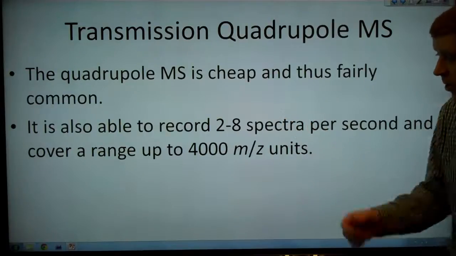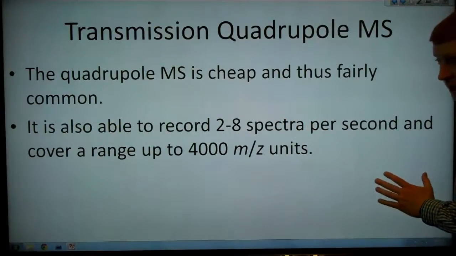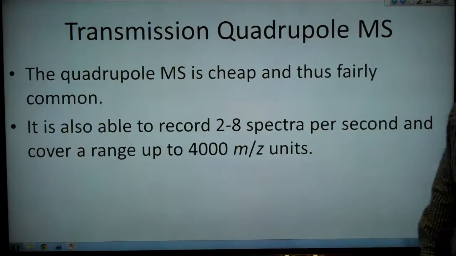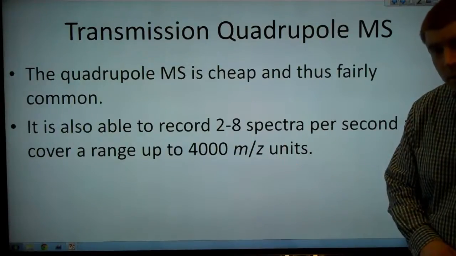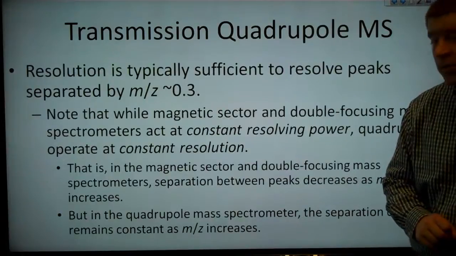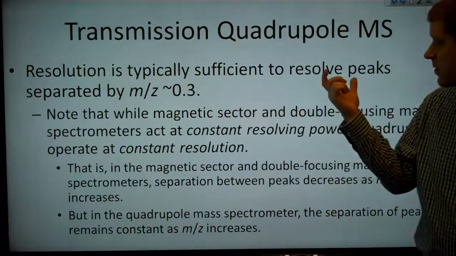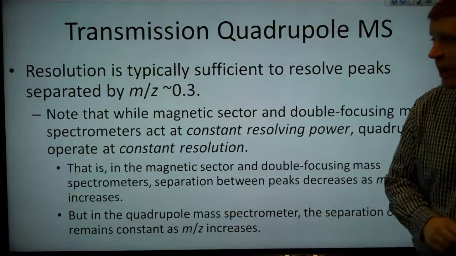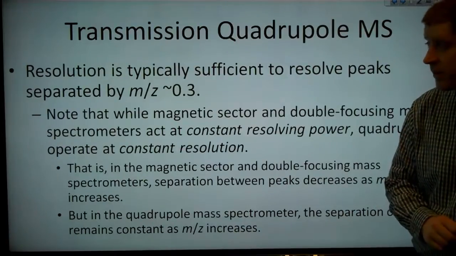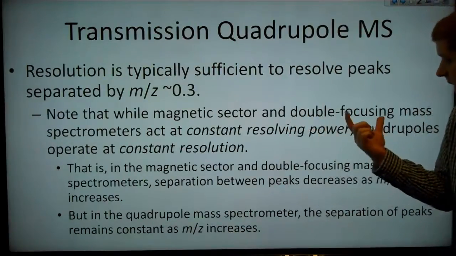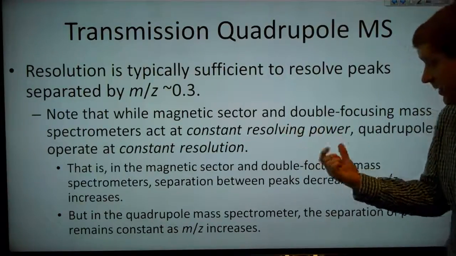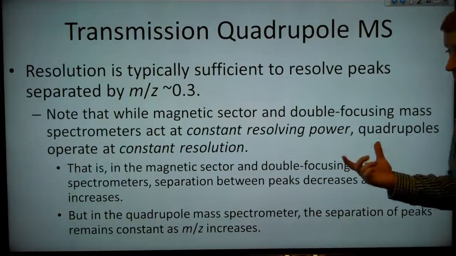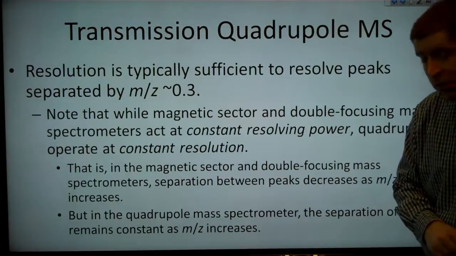It's also able to record somewhere between 2 and 8 spectra per second, and can cover a range of up to about 4,000 AMU. So the resolution of a transmission quadrupole mass spectrometer is typically sufficient to resolve peaks separated by about 0.3. And note that while magnetic sector and double focusing mass spectrometers act at constant resolving power, the quadrupoles are operating at constant resolution.